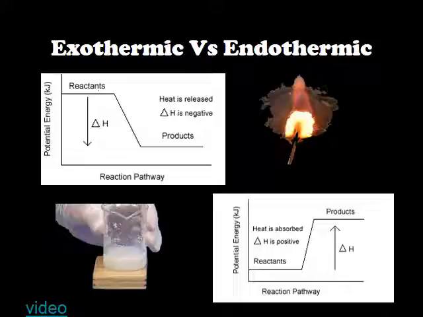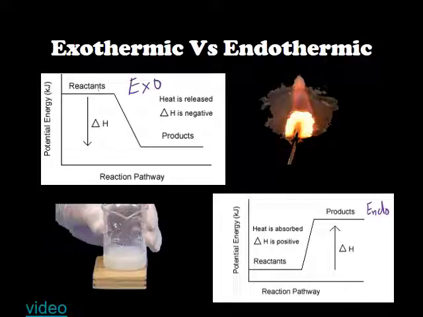So these processes can be graphed, as we can clearly see here. We have an exothermic graph for an exothermic process and a graph for an endothermic process. In the exothermic process, the amount of energy in the reactants is greater than the amount of energy locked up in the products. Therefore, the change in enthalpy is going to be negative. That means that heat is being released into the surroundings.